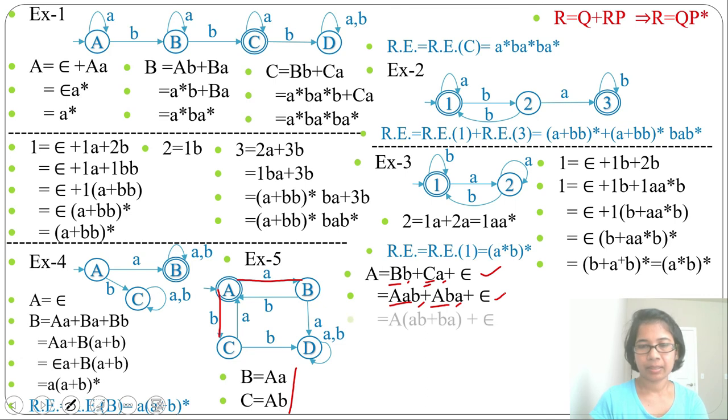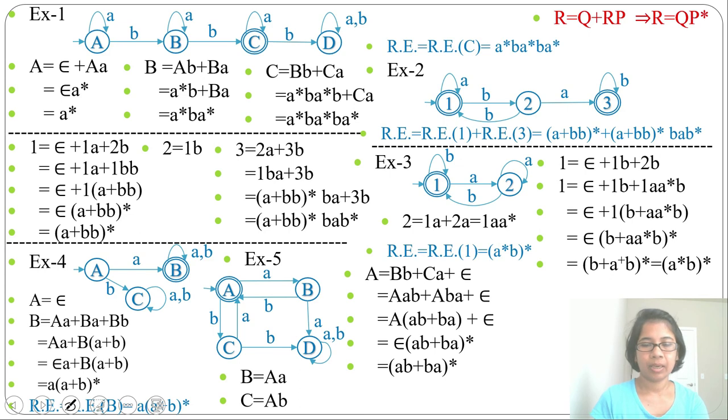Now take A as a common, so it will be A, then (AB plus BA) plus epsilon. Now what are R, Q, P? This A is our R, this A is our R, this is our P, this is our Q. So what will be the equation? The equation will be Q P star, so it will be epsilon, then (AB plus BA) whole Kleene closure. Epsilon concatenation, it will be (AB plus BA) whole Kleene closure. Now, the regular expression will be the regular expression of A, (AB plus BA) whole Kleene closure. You don't need to find for D as it is a dead state.